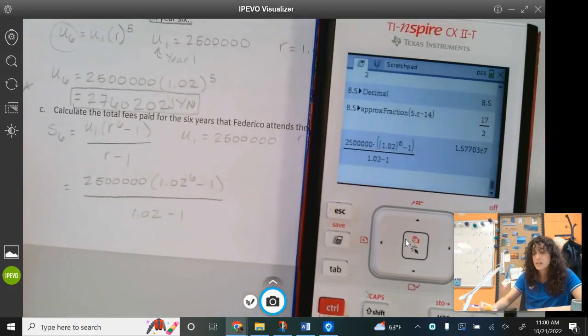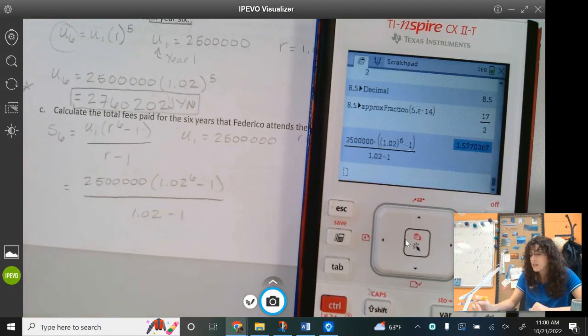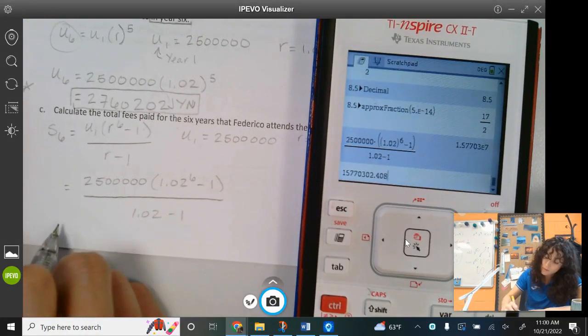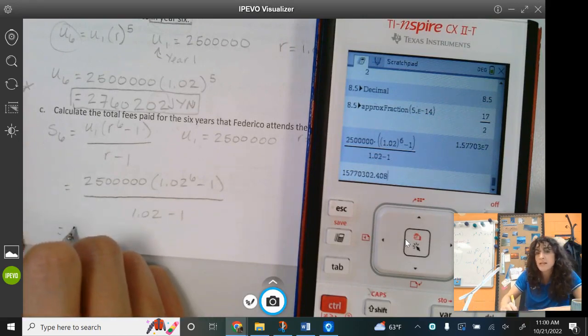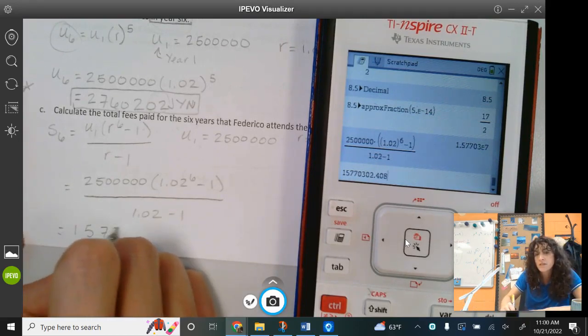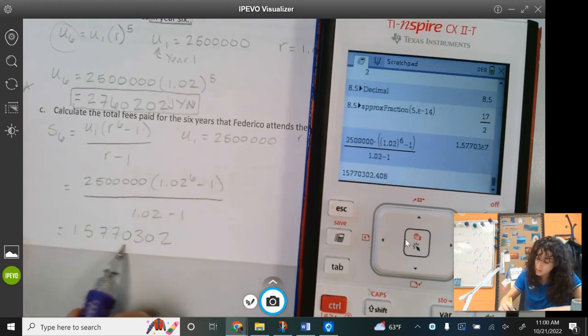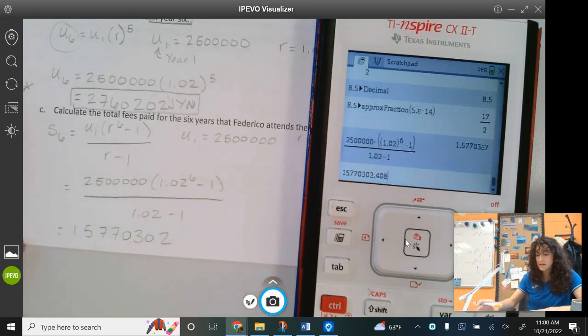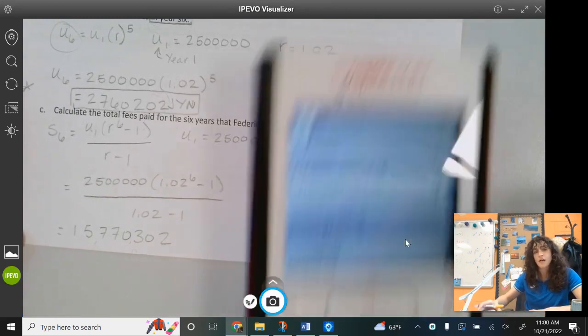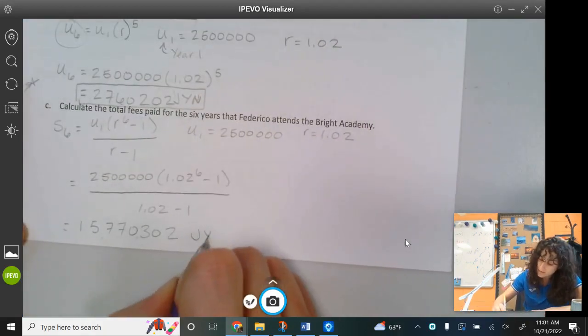And again, it's given it to us in scientific notation. Maybe I don't want it in scientific notation, so maybe I do this guy, right? Scroll up and press enter, and it brings it all down. 15,770,302 Japanese yen.